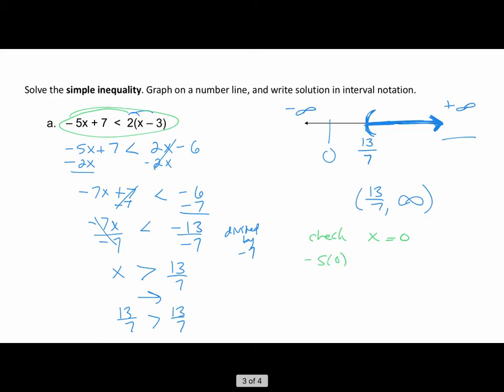So negative 5 times 0 plus 7 is less than 2 times 0 minus 3. Well, that's 7 on the left, and on the right, 2 times 0 minus 3 is negative 3. And that's not true. So good thing I didn't include 0 in my solution, because that would not be true. So that gives me a good idea that I shaded the right side of this.